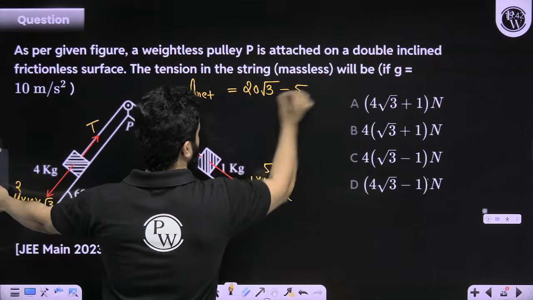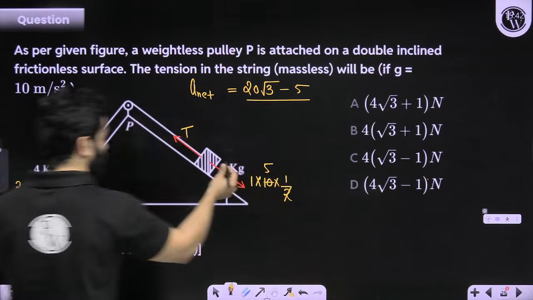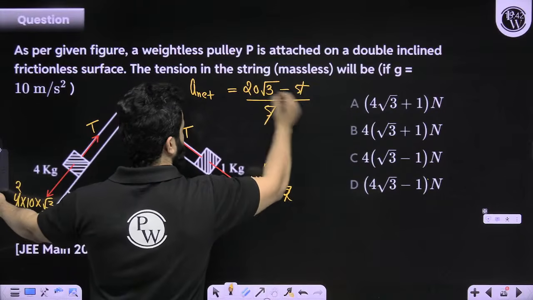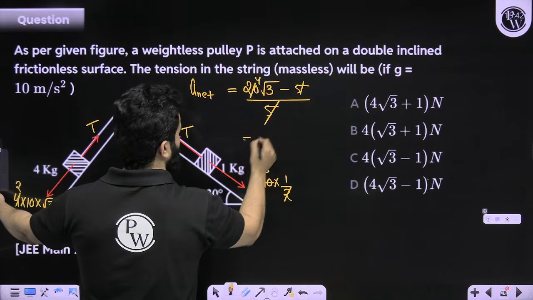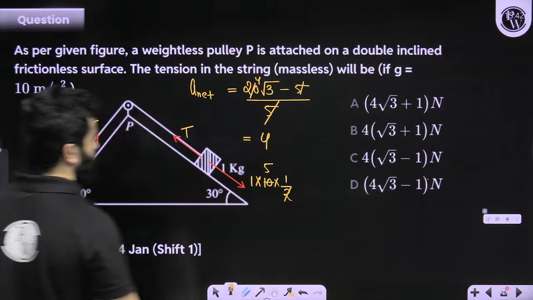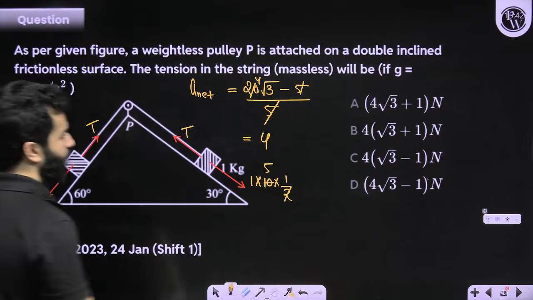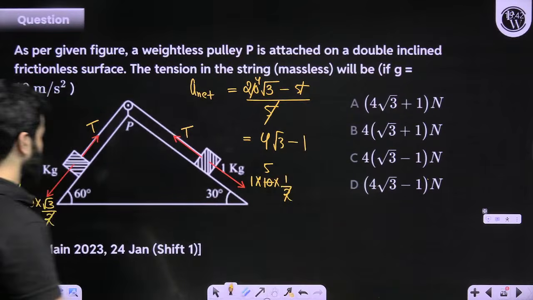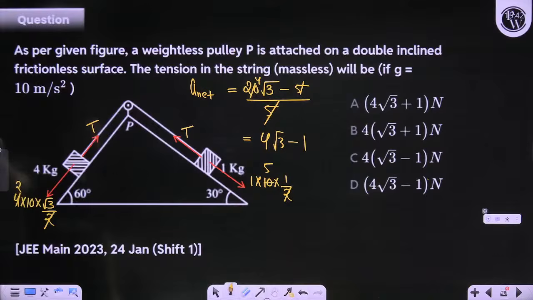minus 5 divided by total mass. Total mass is 1 plus 4, that is 5. Cancel 4. So answer will be 4 root 3 minus 1. And friction is not there.